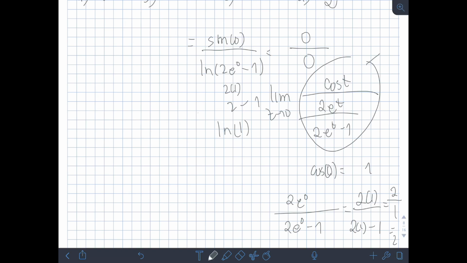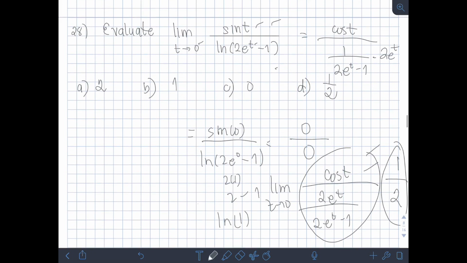We have 2 over 2 minus 1 or 1, or 2 na lang, di ba? So we have yung numerator equal siya sa 1 over yung denominator equal siya sa 2. So therefore, hindi na tayo indeterminate form. Meron na tayong value for the limit, which is 1/2 using L'Hopital's rule. So the answer is letter B.